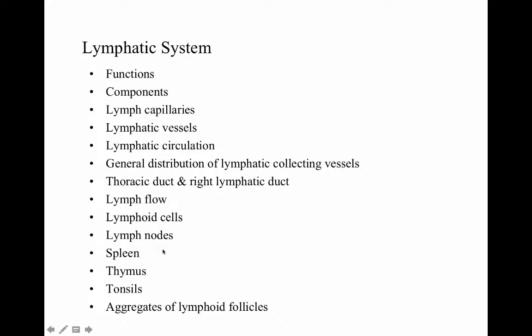Lymph flow, the lymphoid cells, lymph nodes, the spleen, a very large lymphatic organ, the thymus helping us mature T cells for our immune defense, tonsils holding on to pathogens long enough so that our immune system can create a memory of these items so that we can fight them in the future, and the aggregates of lymphoid follicles, which are aggregated or clumped lymphoid tissues that are collections of lymphoid tissue that are not encapsulated in a capsule.